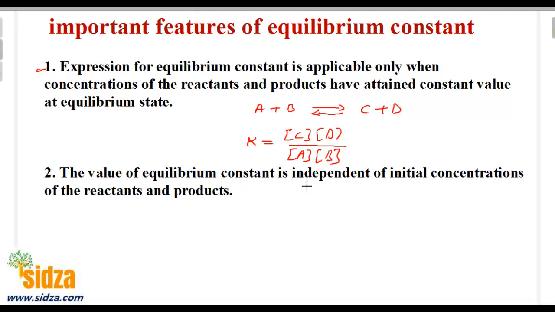The value of this equilibrium constant is independent of the initial concentration. So whatever you take the concentration of the reactants here, A, B, correct? The ratio is going to be the same for a particular reaction. That means this equilibrium constant K doesn't depend on what we take as the initial concentration. If the initial concentration is in any proportion you take it, the equilibrium constant, which is the ratio of the molar concentrations of the products and the reactants, will remain the same for a particular reaction.